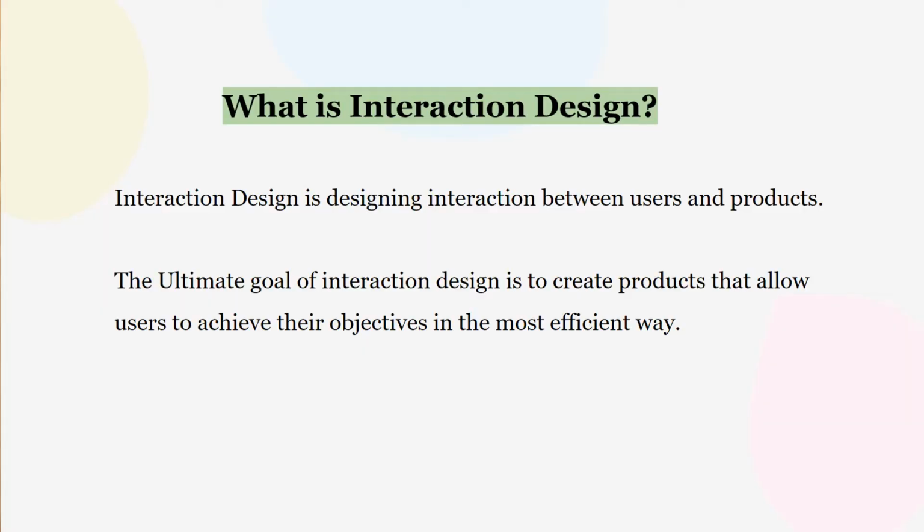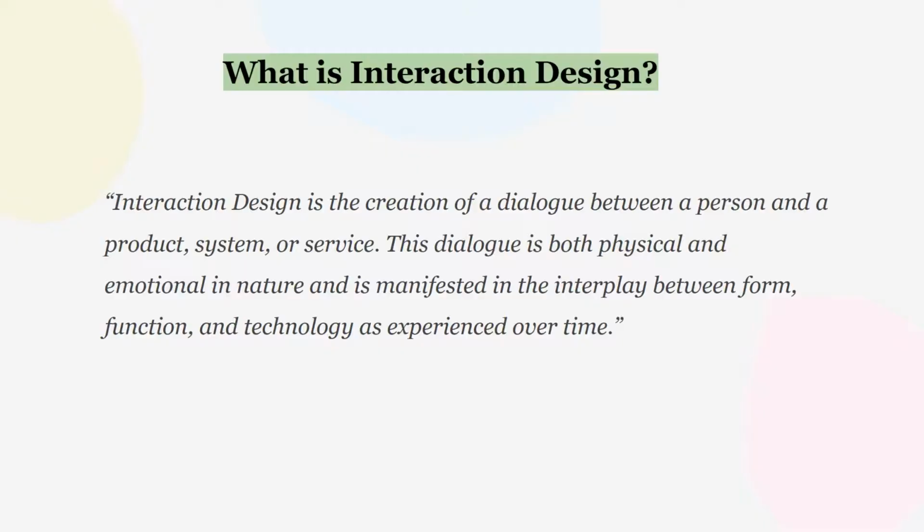So let's understand the definition of interaction design, and then we will move to understand it with the help of examples. Interaction design is abbreviated as IXD. Interaction design is designing interaction between user and products. The ultimate goal of interaction design is to create products that allow users to achieve their objectives in the most efficient way. From computers to mobile devices to physical products to digital products, interaction design is all about creating a meaningful conversation between the user and the product, be it physical or digital.